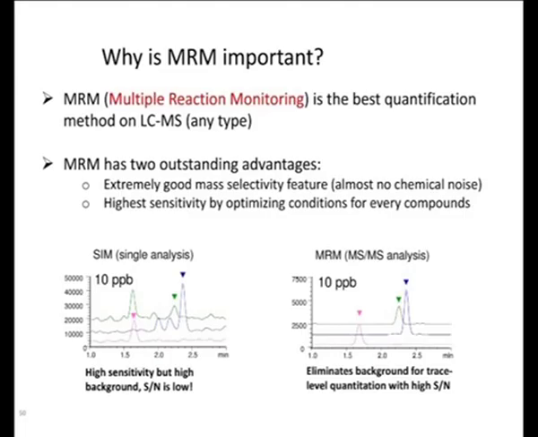Why is MRM important? Because MRM has two outstanding advantages. It has an extremely good mass selective feature. Suppose you take this example.